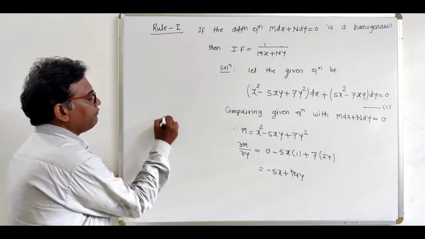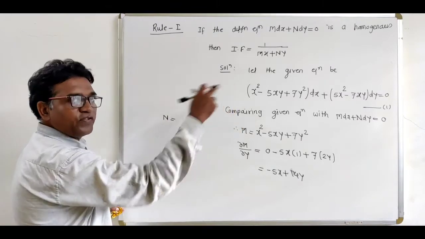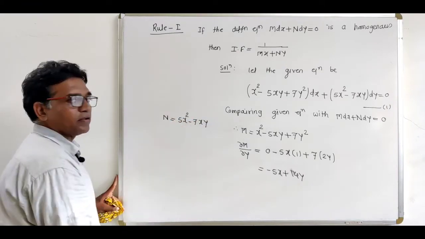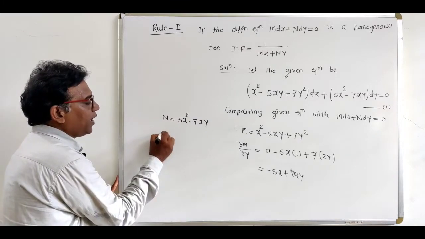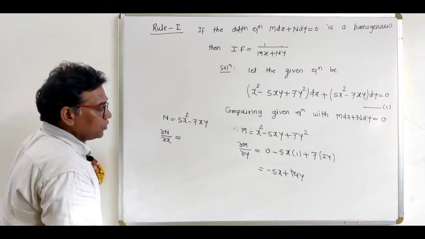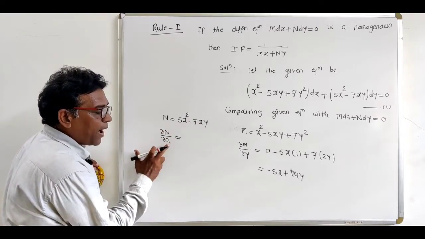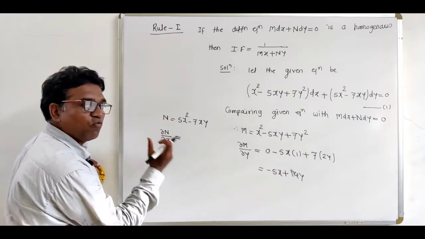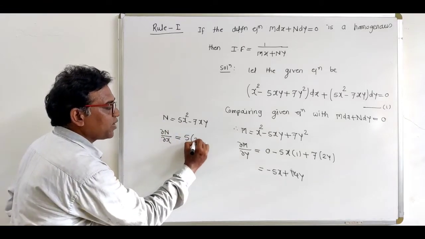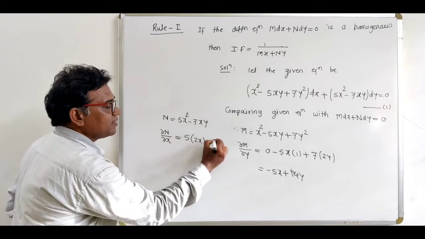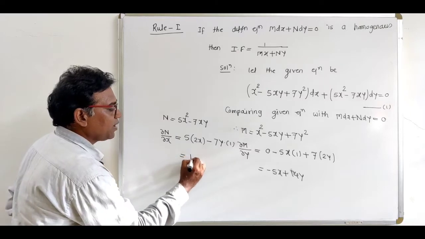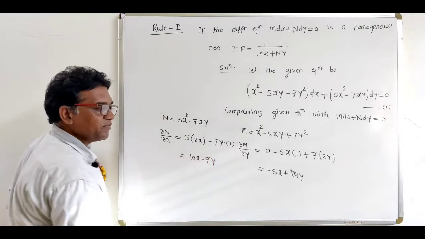Now what is the next term, which is N? N means the coefficient of dy, this is 5x square minus 7xy. So from N, find the partial derivative del N by del x. Differentiating N partially with respect to x means keeping y constant. 5 is constant, derivative of x square is 2x, minus 7 constant y constant, derivative of x is 1. So the total derivative is 10x minus 7y.